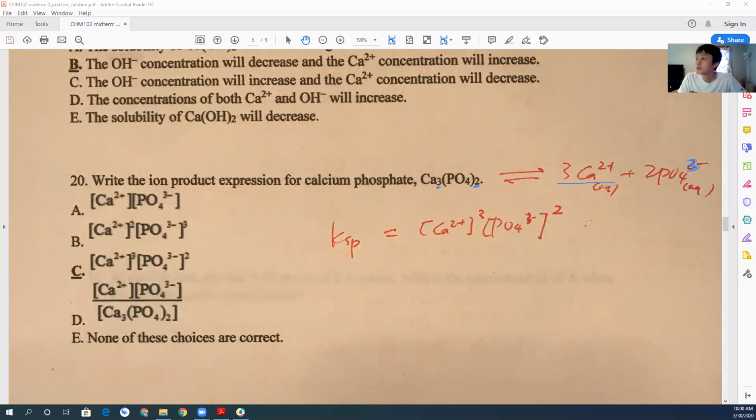So the Ksp will be the calcium concentration to the third power times the phosphate concentration to the second power. Yes, you have these coefficients as exponents. So the answer should be C.